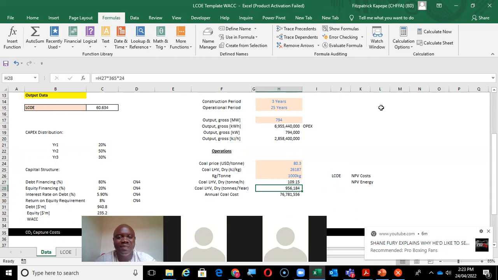956,000 tonnages. Then from there now, since you have these tonnages and you have the cost per ton, it takes you to the annual cost, which is 76 million or $77 million. And I tried to check with our coal mines here.